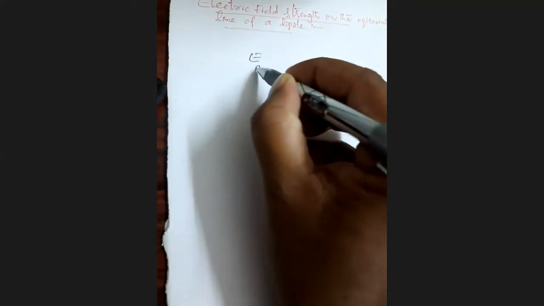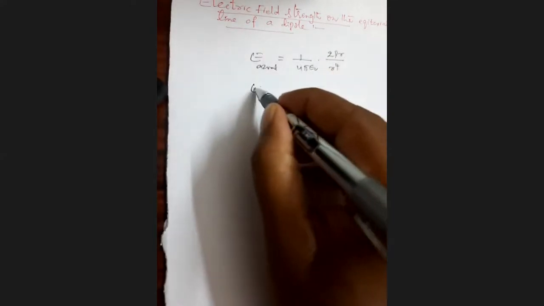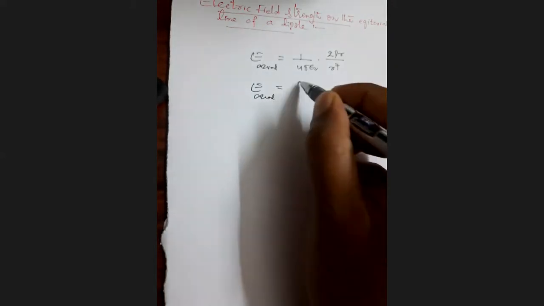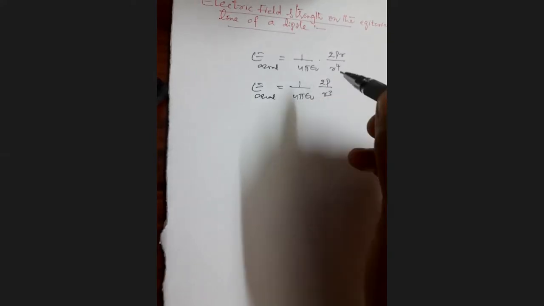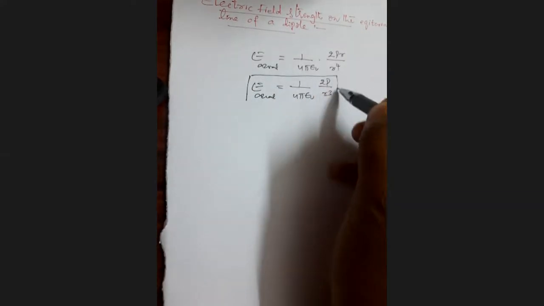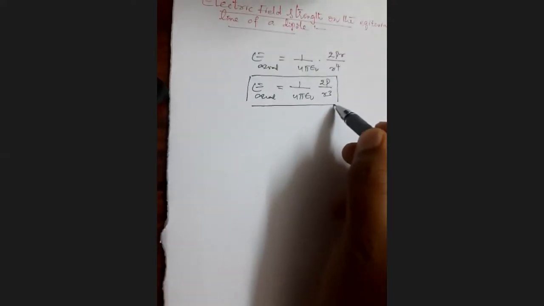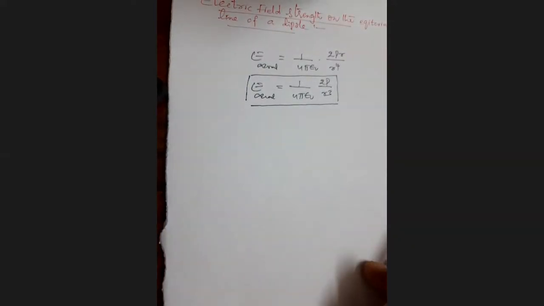Therefore, in that case, the field strength E axial equals 1 by 4 pi epsilon naught 2PR by (R square) whole square, that is R power 4, one R cancels. E axial equals 1 by 4 pi epsilon naught 2P by R cube. This is the required expression for the electric field strength on the axis of a dipole for a short dipole.